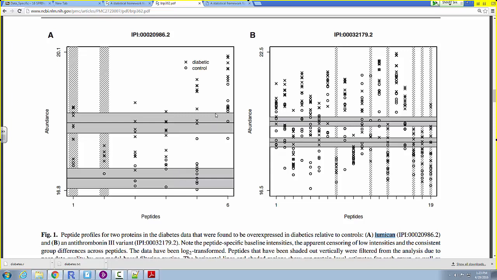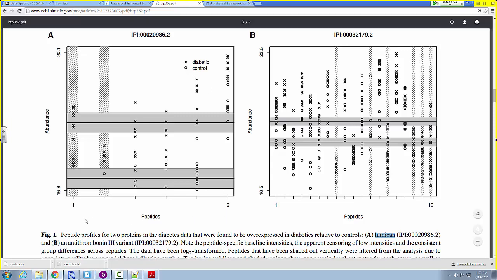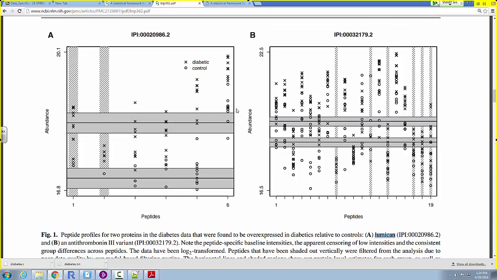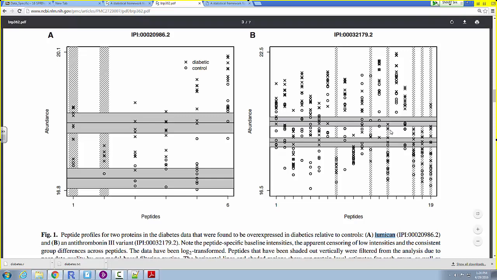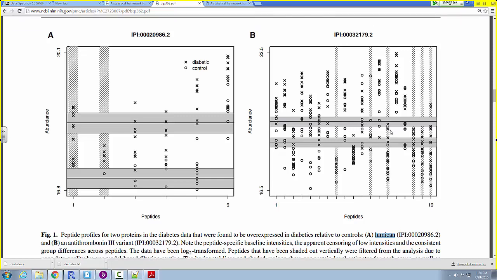If you look at the picture, diabetics are X's, controls are open circles, 6 different peptides. And looking peptide by peptide, you can see that there is pretty clearly a trend where diabetics have bigger numbers than controls. This was another protein that had 19 peptides, harder to see, but the nice thing about the model is that it puts it all together in a sensible way and gives you a p-value.